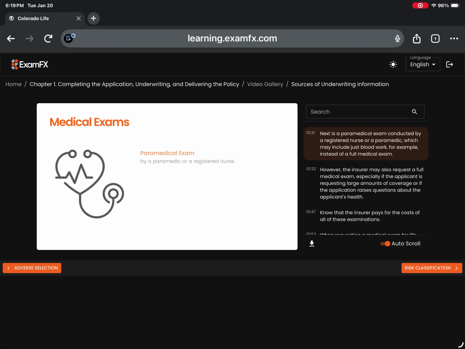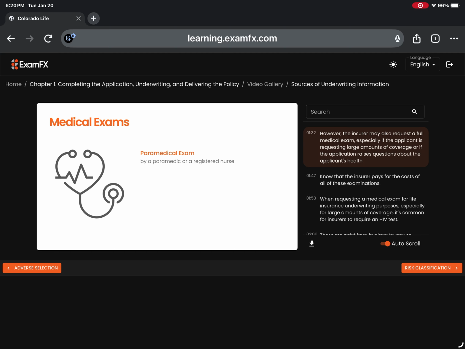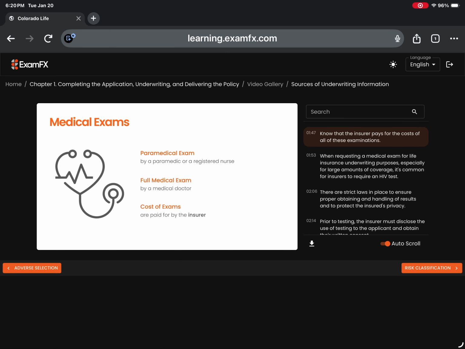Next is a paramedical exam conducted by a registered nurse or a paramedic, which may include just blood work, for example, instead of a full medical exam. However, the insurer may also request a full medical exam, especially if the applicant is requesting large amounts of coverage or if the application raises questions about the applicant's health. Know that the insurer pays for the costs of all of these examinations.